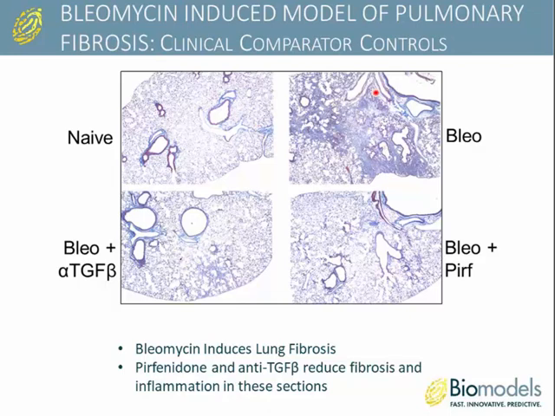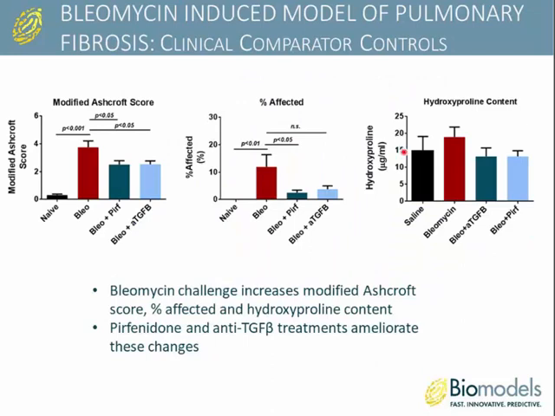Additionally, here we have 4 panels with the 4 different groups. The naive or normal lung architecture, we see a large amount of fibrosis here in the bleomycin-treated group, and then we see attenuated amount of fibrosis here in anti-TGF-beta and bleomycin-treated groups. So you can see histopathologically that disease is improved. And this can be quantified with the modified Ashcroft scores we had previously mentioned. So when given bleomycin, we see a significant increase in the modified Ashcroft score. And then in animals that were treated with either pirfenidone or anti-TGF-beta, we see a significant lessening of that score.